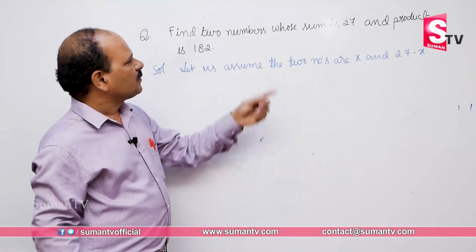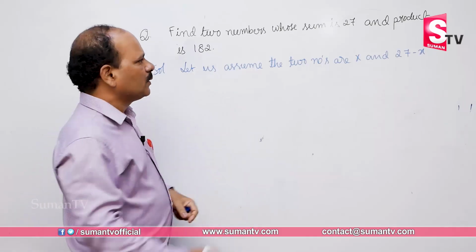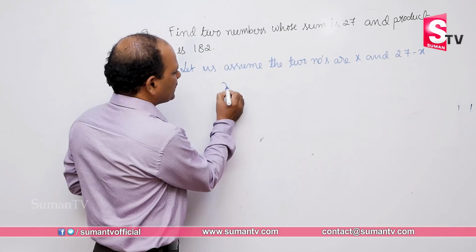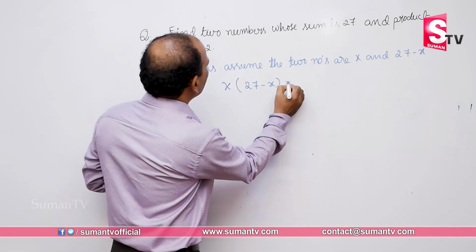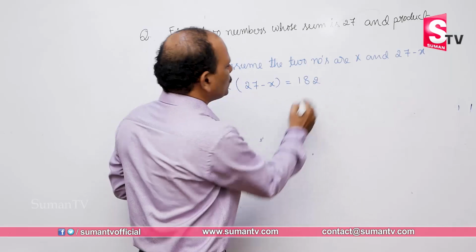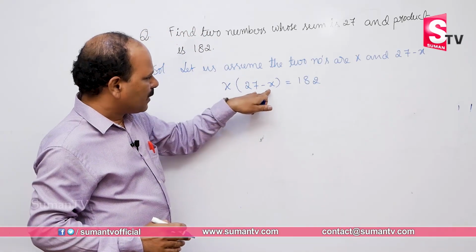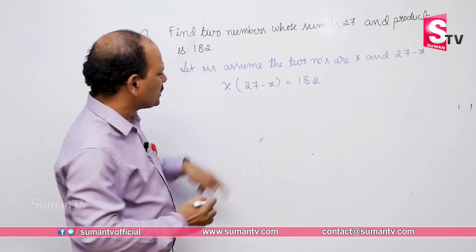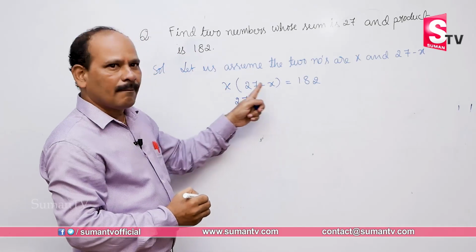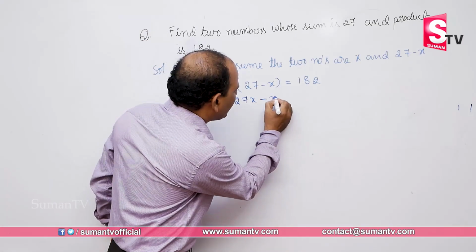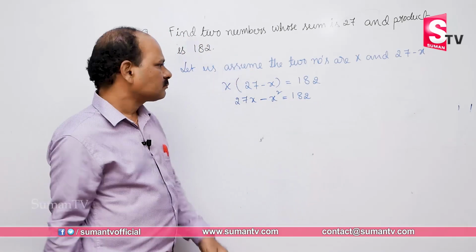Another piece of information is given: the product of these two numbers is 182. Product means multiplication. x into (27 minus x) is equal to 182. Now multiply the binomial: x into 27 is 27x, x into minus x is minus x square, equal to 182.